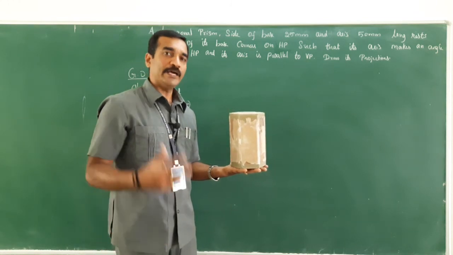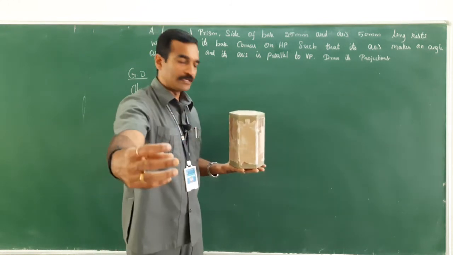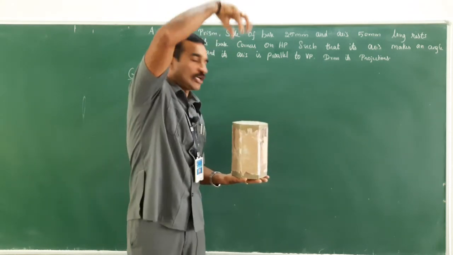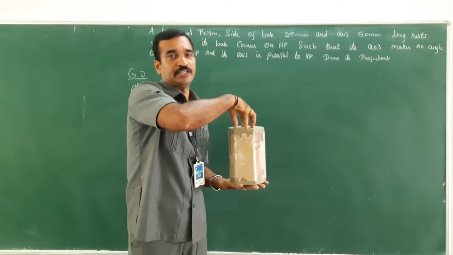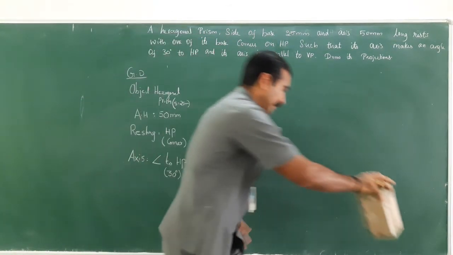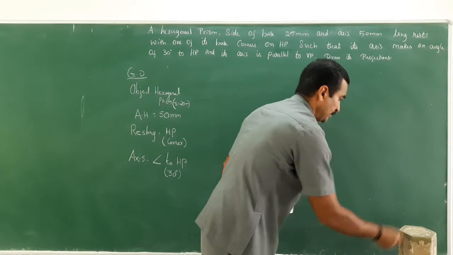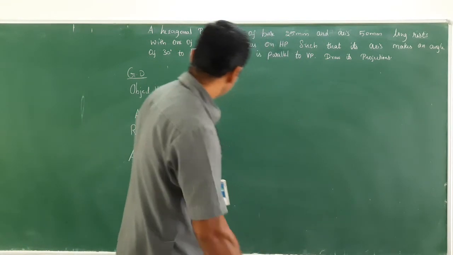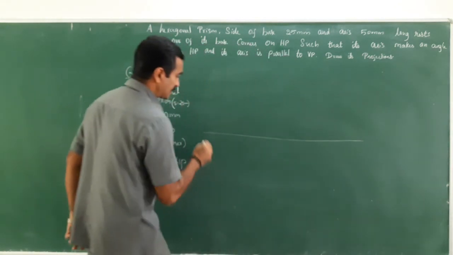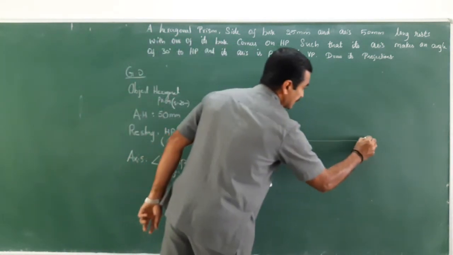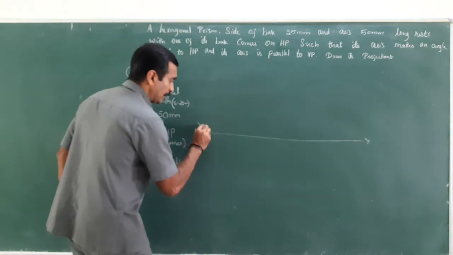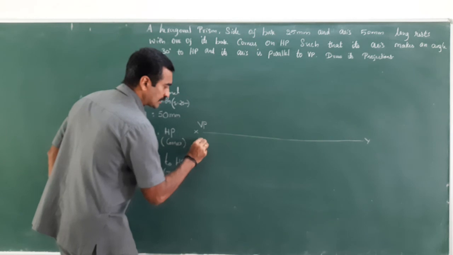So now you can see the true shape. Looking from the front, you can see the rectangular faces. Looking from the top, I can see the hexagonal shape. So I will have to start the diagram on HP. Let me draw a line representing XY, which is nothing but the reference line or ground line. Above XY is VP, below is HP.